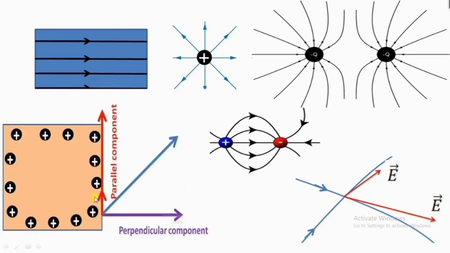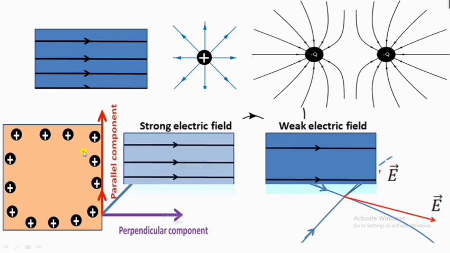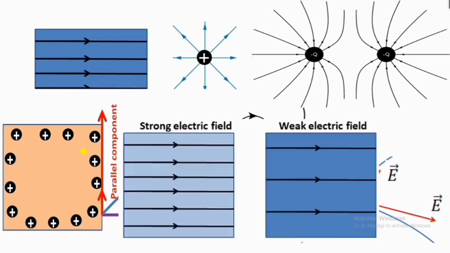And they are always normal to the surface of the conductor. If they are not normal, the parallel component will move the charge, and this is not possible in electrostatics. And parallel lines represent uniform electric field, and when the lines are closed, the electric field is strong, and when the lines are not packed, then the electric field is weak.